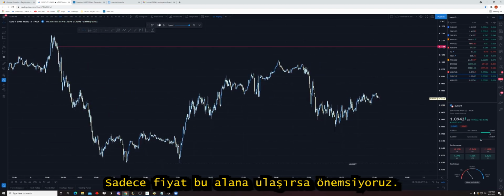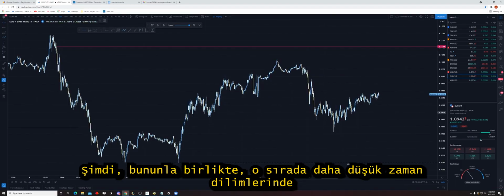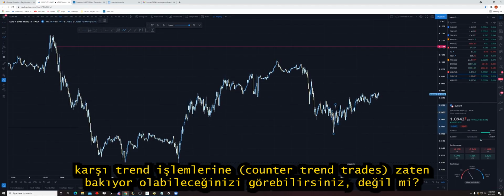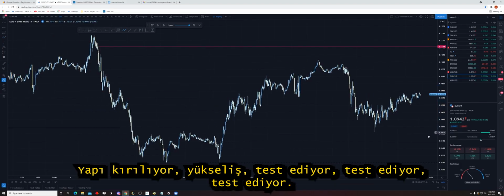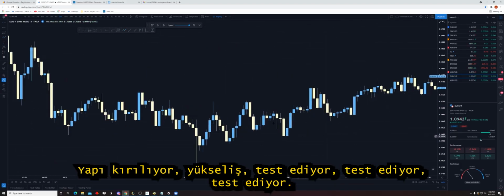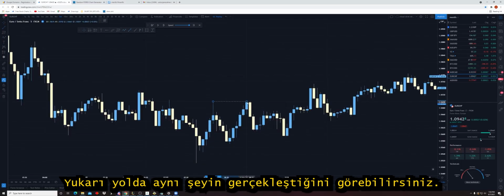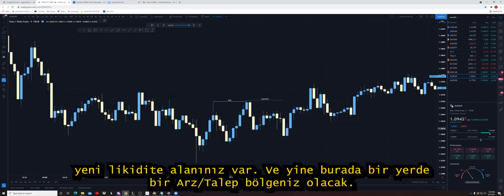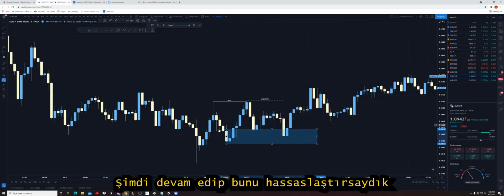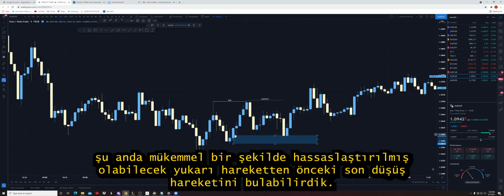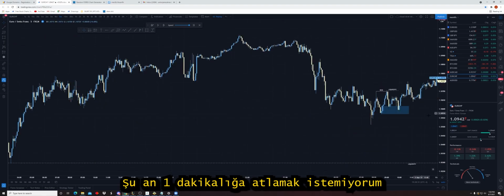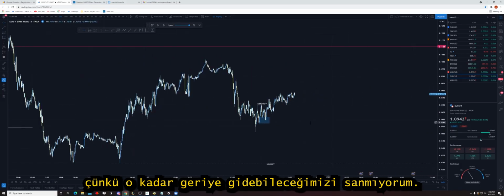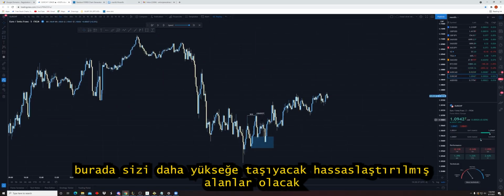Now that said, you can see that on lower time frames at the time, you can already be looking for counter trend trades, right? We have structure breaking bullish, testing, testing, testing, right? On the way up, you can see that same thing occurring. How so? You have a break of structure higher, right here. So you have a BOS up, followed by the new liquidity area created right here. And again, you'll have an SND zone somewhere inside of here. Now, if we went ahead and refined this, we might find that last down move before the up move that might be refined perfectly, right? How so? I don't actually want to jump on the 1 minute because I don't think we can go that far back. But again, there are going to be areas in here that can be refined to take you higher.